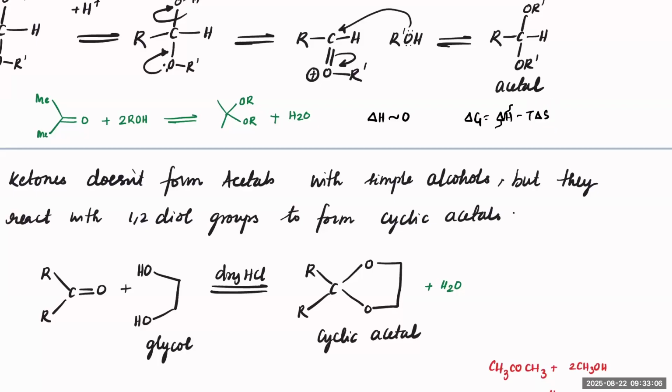Now notice the entropy here, beta. On the reactant side, we have 3 molecules. On the product side, we have only 2 molecules.